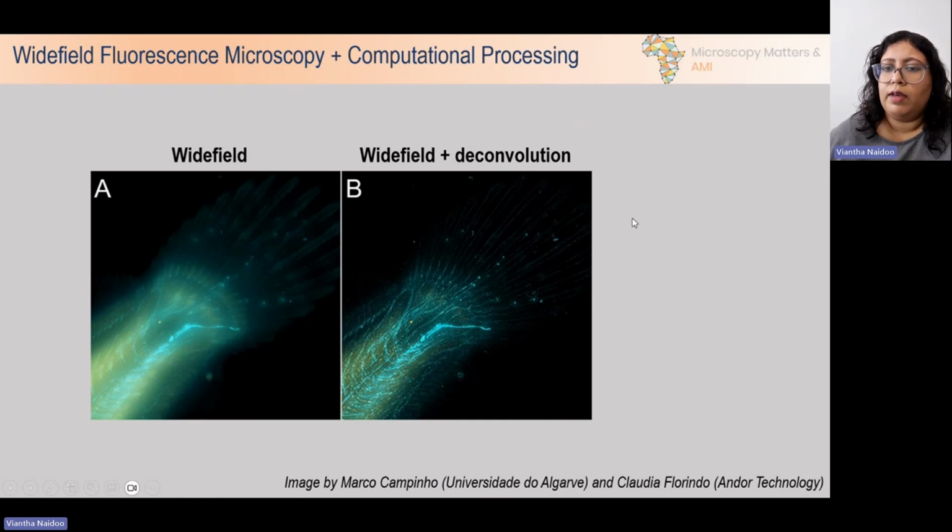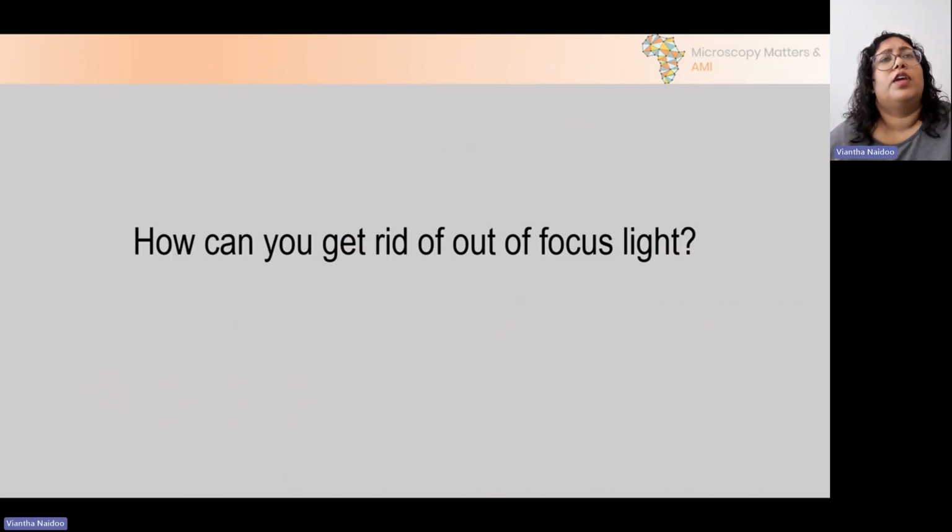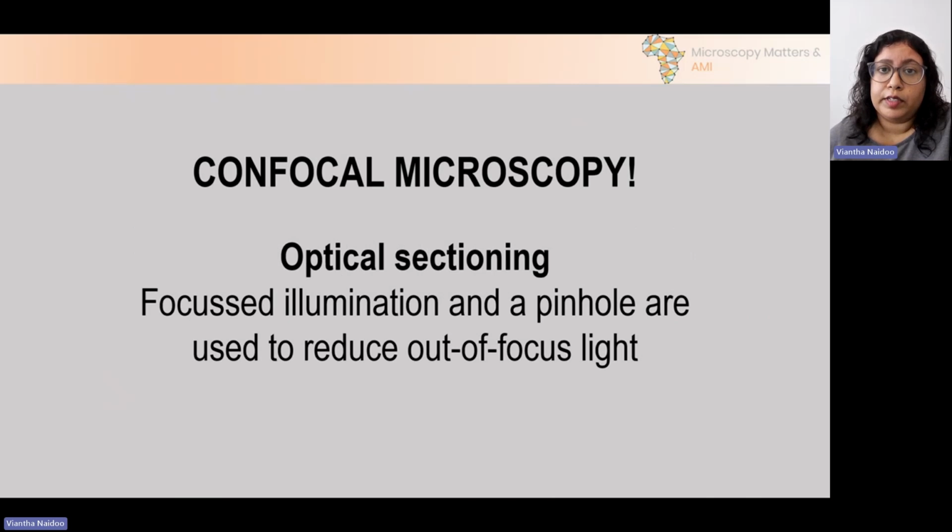However, this requires a lot of expertise. You need to use good models of deconvolution. You need computers that are very powerful because it can be computationally very intensive. And it can lead to artifacts, especially if you don't know how to properly use deconvolution. So how else can you get rid of out of focus light? And the answer is confocal microscopy.